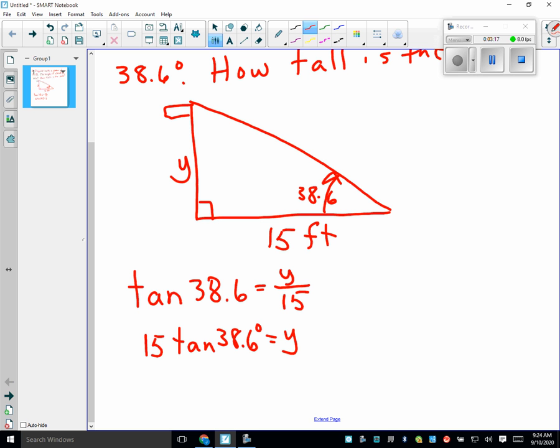So what is y? 15 times tangent of 38.6. I'll do that in my head for you. 11.9743. Round to the nearest foot. 12 feet tall. So my flagpole is 12 feet high? Yep.